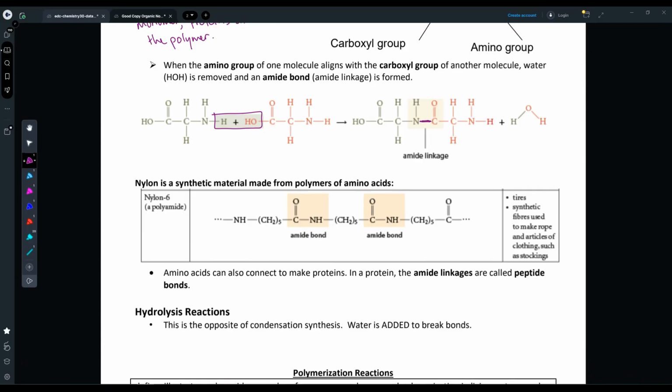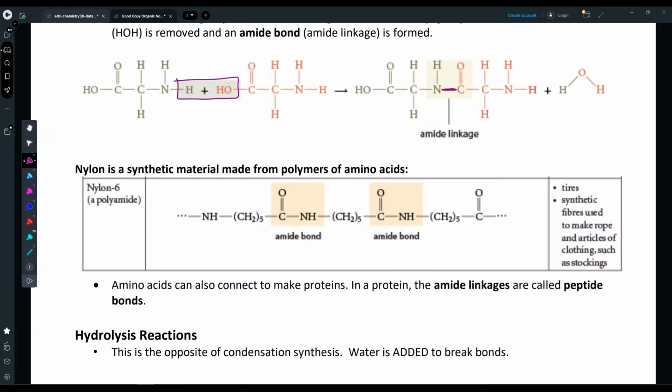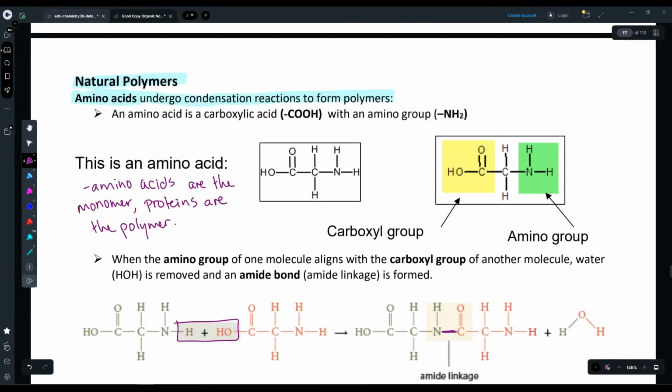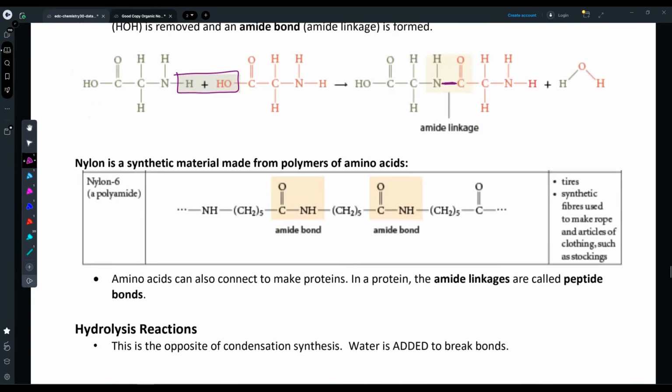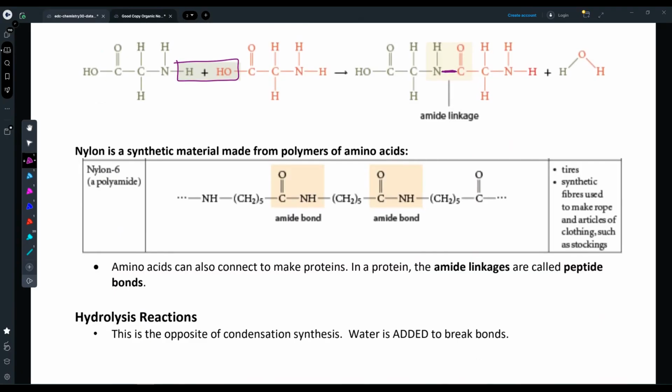So nylon, that's going to be an example of a synthetic material that's made from polymers of amino acids. So here we've got a structure of nylon 6. Okay, they're showing us amide bonds. Do you need to know what an amide bond or amide linkage is? No. However, do you need to know that proteins are nature's polymers and amino acids are the monomers? Yes, you do.